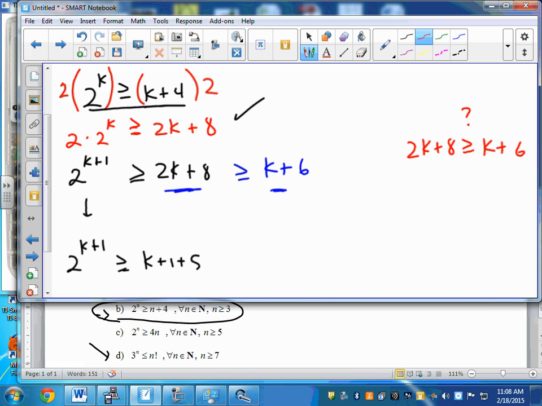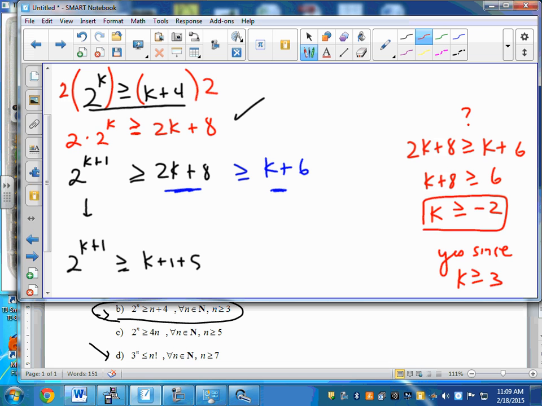Well, let's subtract k from both sides. And then we'll subtract 6 from both sides. k greater than or equal to, or subtract 8 from both sides. So is k larger than or equal to -2? Yes. Since we know that k has got to be bigger than or equal to 3, it's certainly bigger than or equal to -2. This is a true statement, yes.